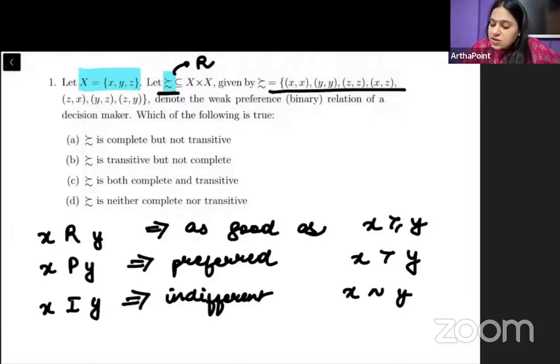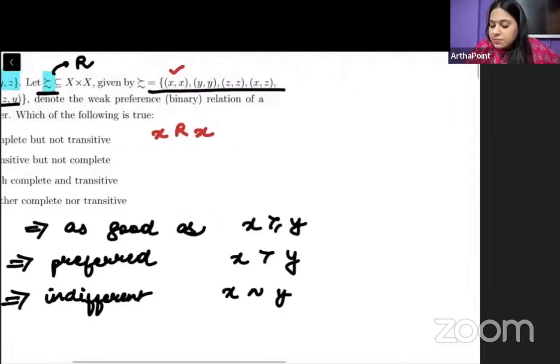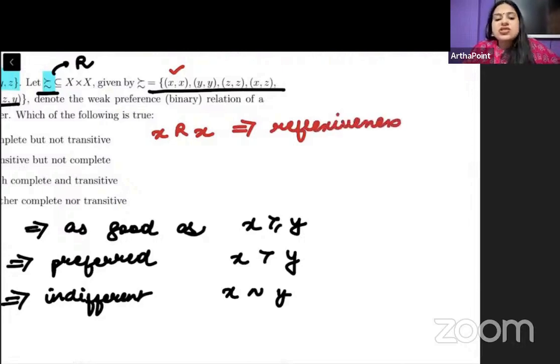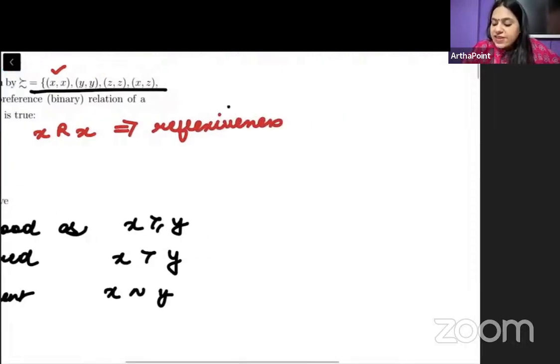And for this set, what all is available to you? All these things are available to you. So you are given that X is as good as itself. That means this is the property of reflexiveness. Isn't it? What did reflexiveness suggest? Reflexiveness said that any commodity should be as good as itself, right? And here I am writing XRX. So reflexivity is being followed.